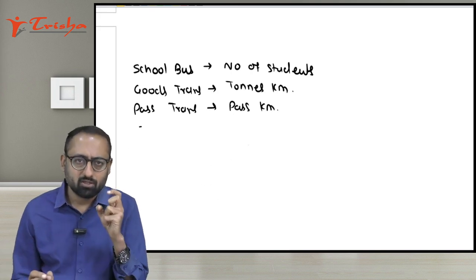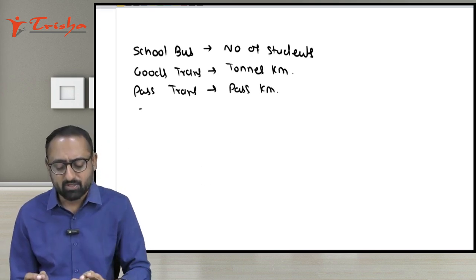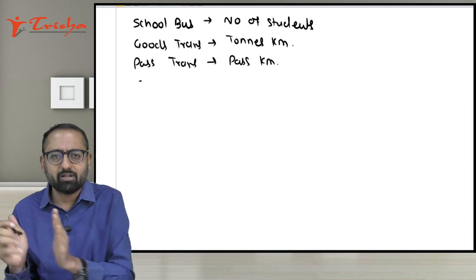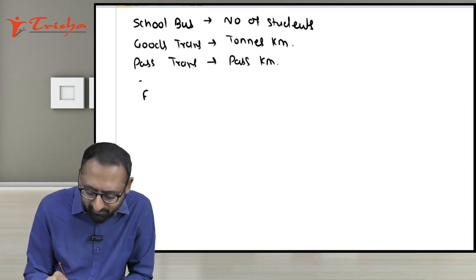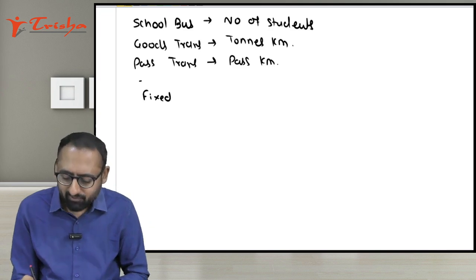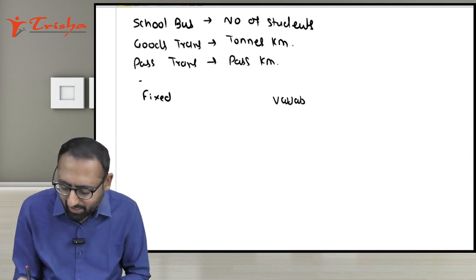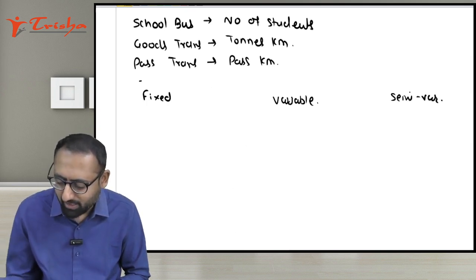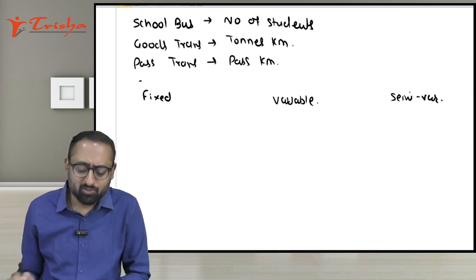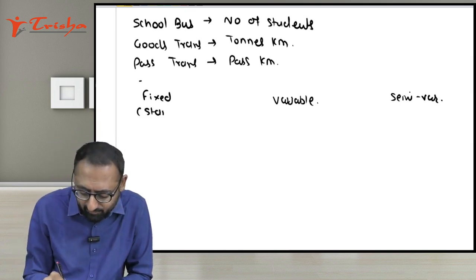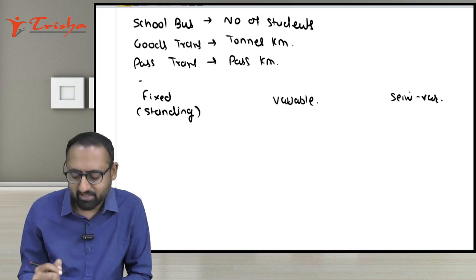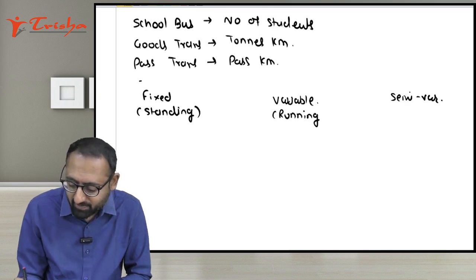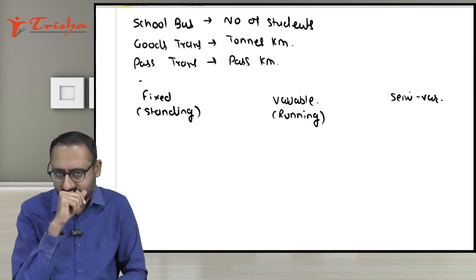In all these goods transportation, passenger transportation or school bus operator questions, the cost will be divided into three parts. First part is called the fixed expenses. Second one will be your variable expenses. And third one will be your semi-variable expenses. The fixed expenses are also called standing charges. Variable expenses are also called running expenses, vehicle running expenses.